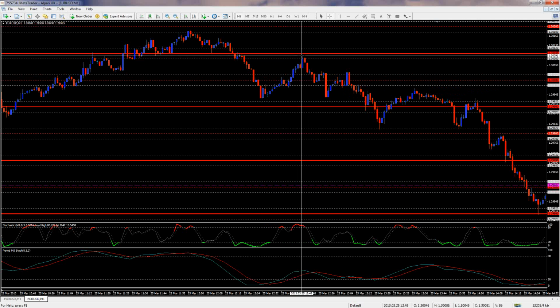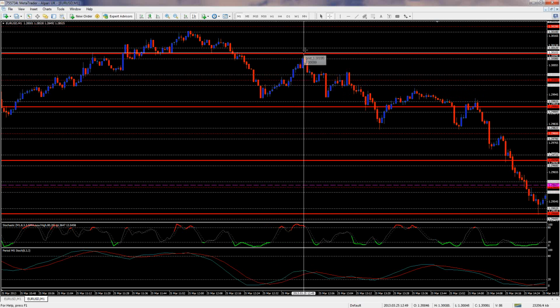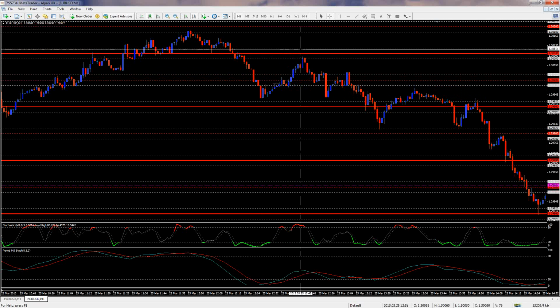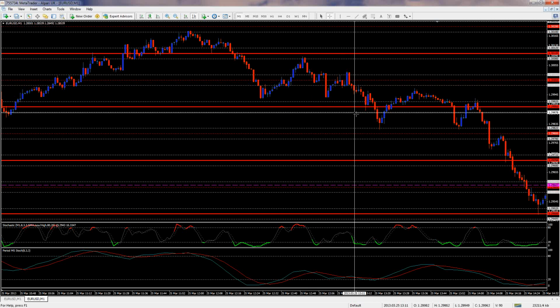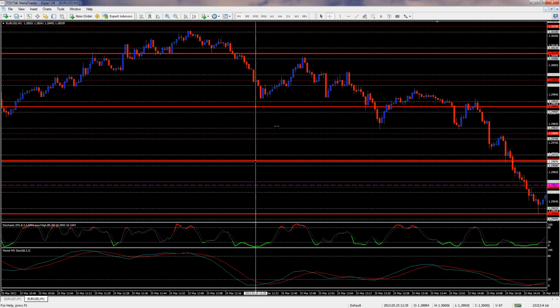When the levels are in play, they do work well. So as long as we're getting our stop above this level, we can give the trade a little bit of breathing room and then let it move along again in our favour.